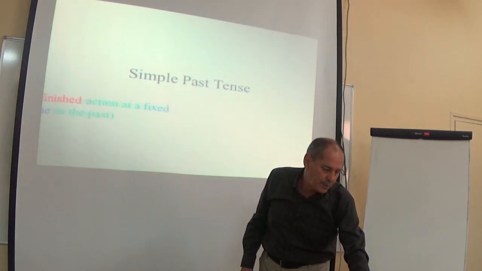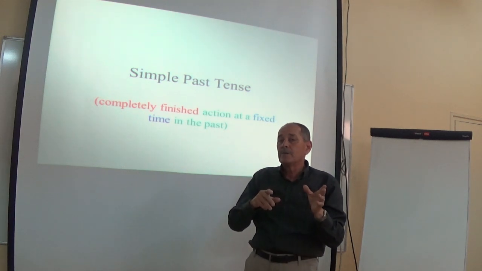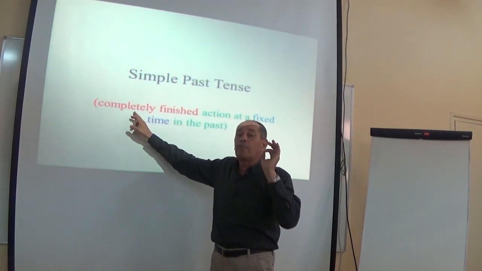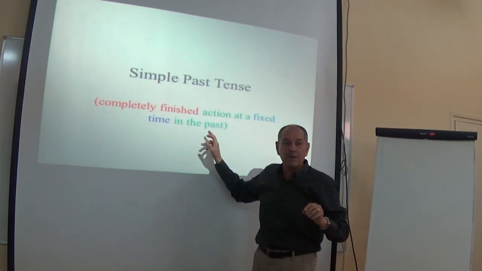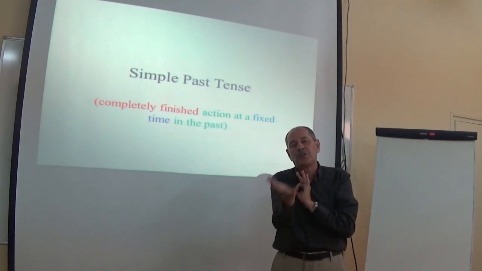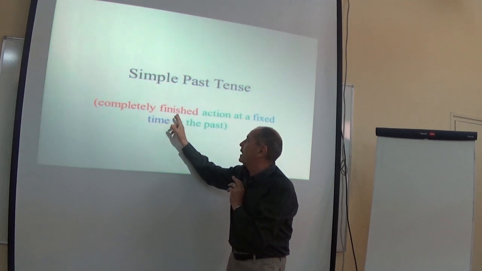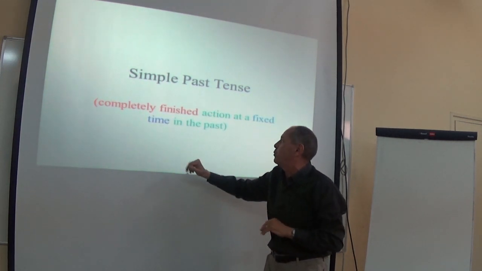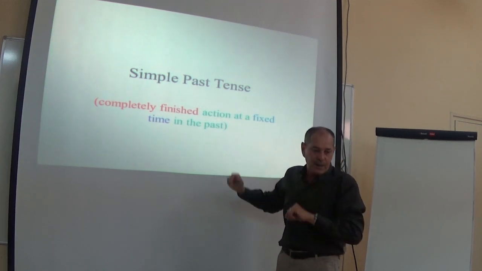Let's move to the past simple. The past simple indicates or describes a completely finished action at a fixed time in the past. So you know when it took place, because it makes the difference with another tense, the present perfect, that we'll see later. Okay, a completely finished action. It's in red because it's very important. So, completely finished action at a fixed time in the past.